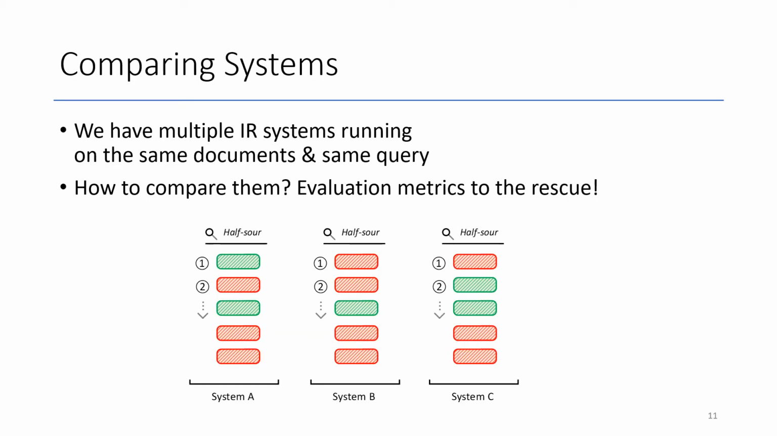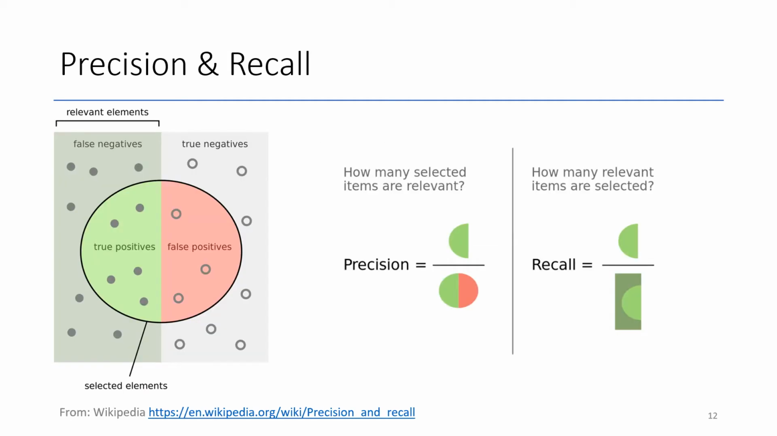So now that we know about ranked lists and judgments, let's say we have multiple IR systems that run on the same documents and the same query. Each of those systems gives us a result and we know which documents are relevant and which aren't. So how do we compare them? Well, evaluation metrics to the rescue. We are going to systematically compare them and not just look at a couple of qualitative examples.